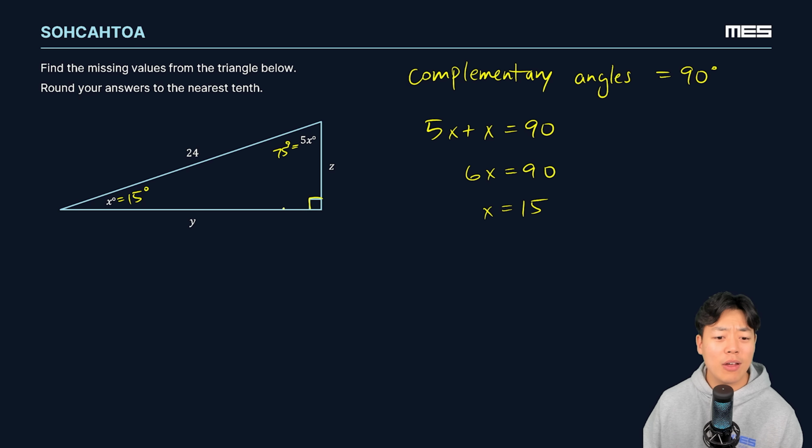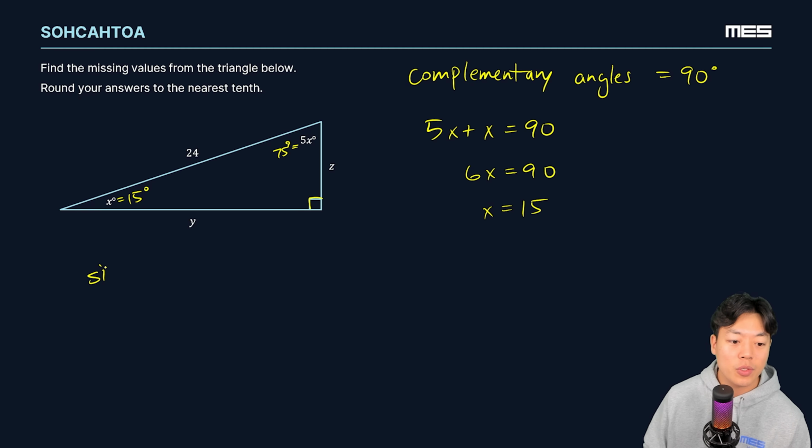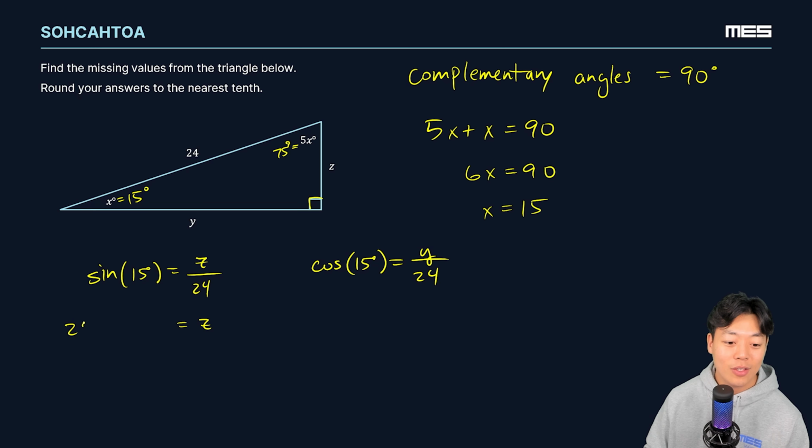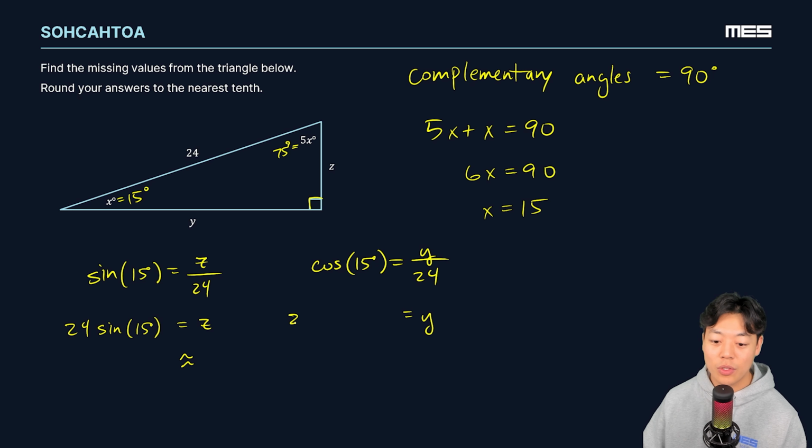So how do we figure out z and y? Well, let's use that 15 degrees. We know sine of 15 degrees will be opposite over hypotenuse. We know that cosine of 15 degrees will be adjacent over hypotenuse. And that's how we can solve. z will equal 24 sine of 15 degrees, and we'll get some answer here. And y will equal 24 times the cosine of 15 degrees, and we'll get some answer here.